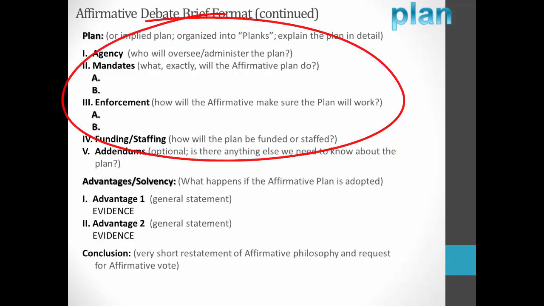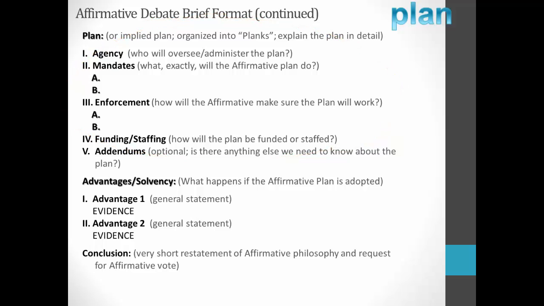But occasionally you feel you need to add something else. If that's the case, you can add a fifth plank called addendums, which tells us anything else we may need to know about the plan in order to understand how it will work. At the very basic level, this is what the affirmative needs to meet its burden of providing a prima facie case. There is a problem that is bad enough that we need to change the status quo, the case, and a solution is provided to solve that problem, the plan.